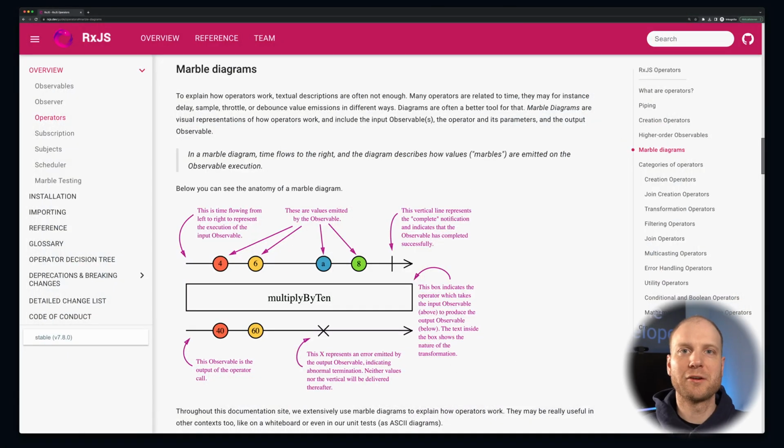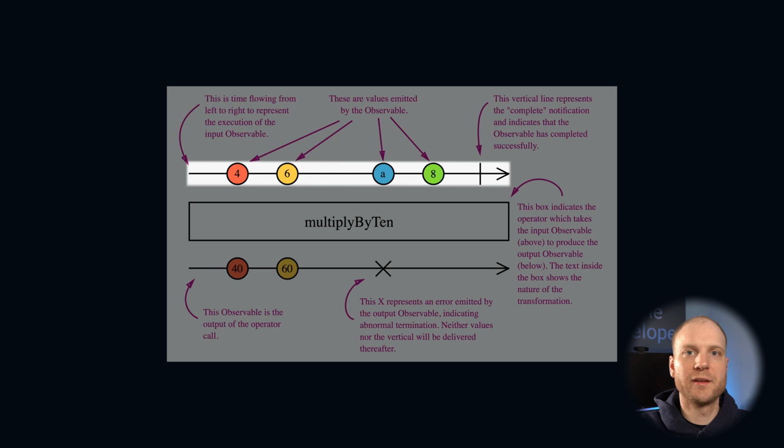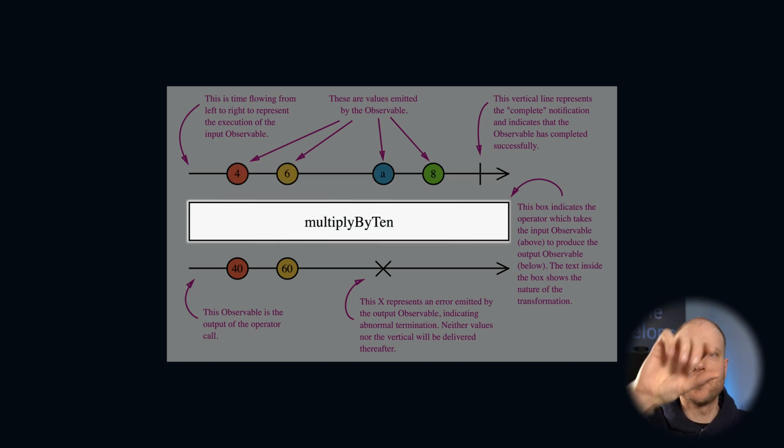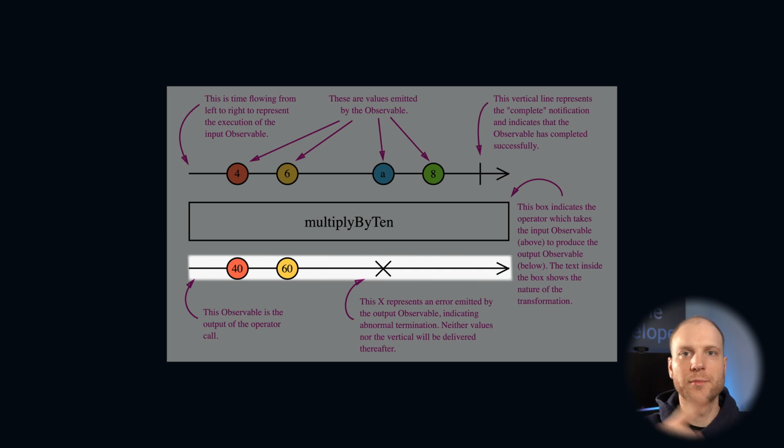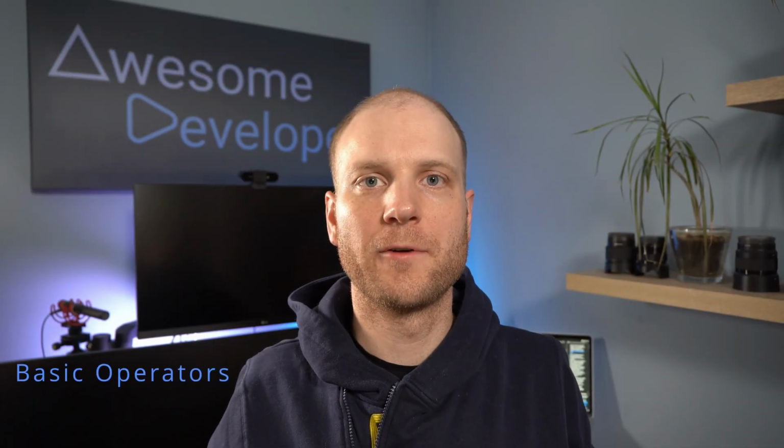Before we start reading the docs, let's have a look at marble diagrams first, because those are quite important to understand what the operator does. This explanation of marble diagrams can be found in the documentation. Here we see a source observable, and the time goes from left to right, and over the span of this time, values are emitted. Then we see a bar, it means that the observable is completed. In the middle, we see this box, which contains the operator that is applied to this source observable. The output observable is listed on the bottom. The cross means that this observable throws an error. With this knowledge, we can start with the first operator.